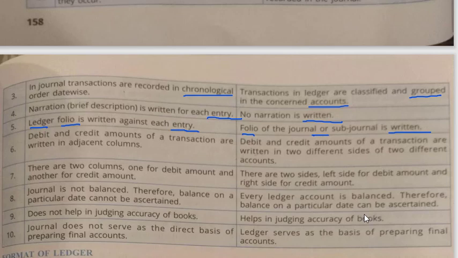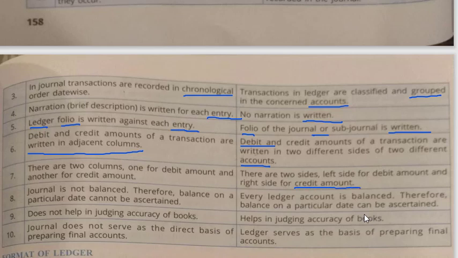Debit and credit amounts of the transactions are written in adjacent columns in the journal. So we have two columns, debit column and credit column. Here in ledger, debit and credit amounts of the transactions are written on two different sides or in two different accounts. That we will see once we see the format of ledger. There are two columns, one for debit amount and another for credit amount, and there are two sides, left side for debit amount and right side for credit amount. So in a ledger account you will find two sides, one side for debit, one side for credit.